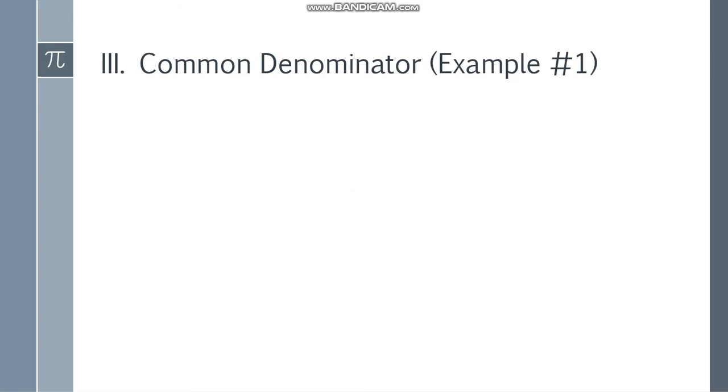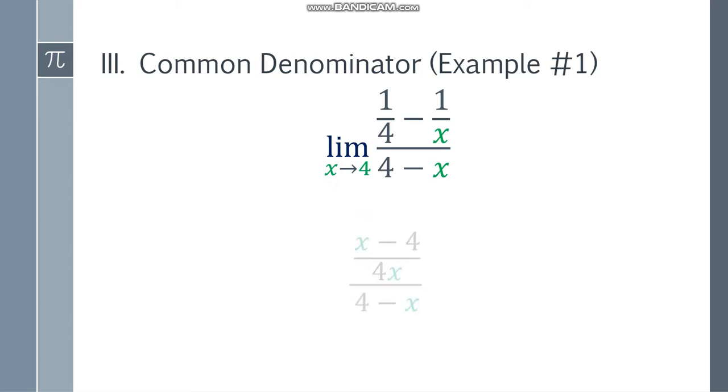Moving on, let's go to common denominator. Let's have the first example. What if we have this kind of complex fraction? In the numerator, we have 1/4 minus 1 over x, and in the denominator, we have 4 minus x. We can try direct substitution. 4 minus 4 will be 0. Again, we cannot use direct substitution because we cannot have 0 in our denominator alone.